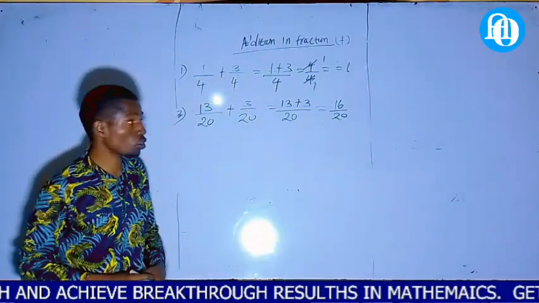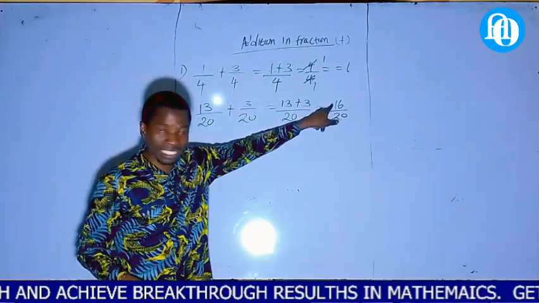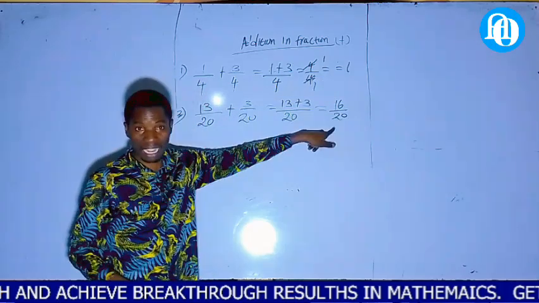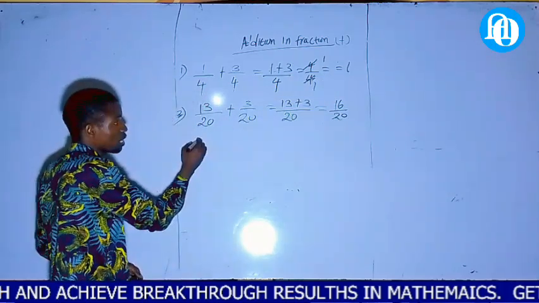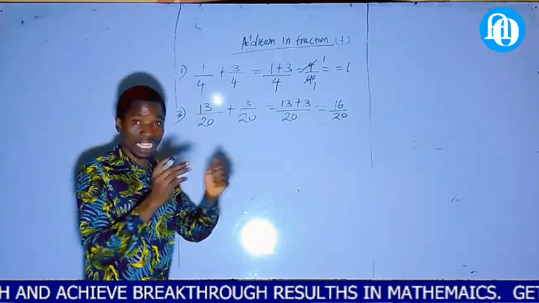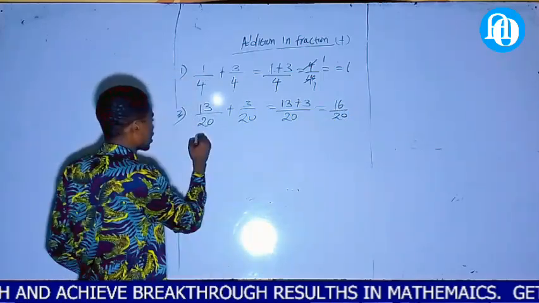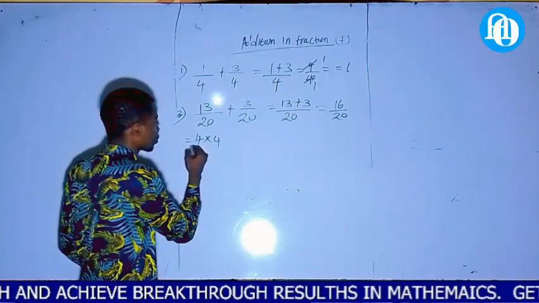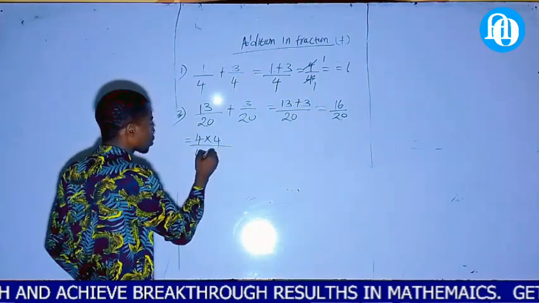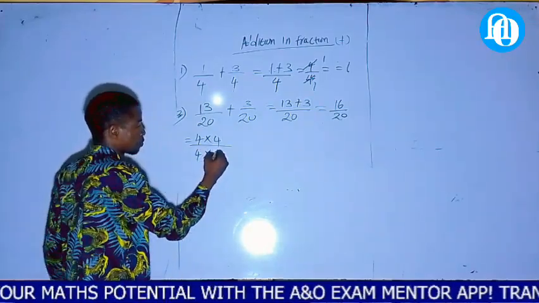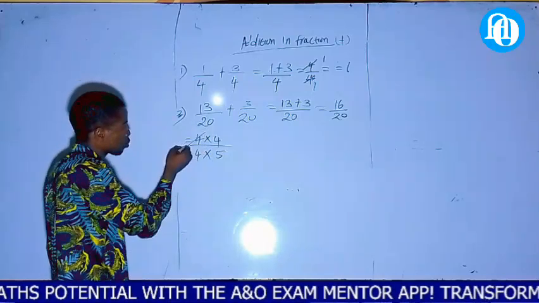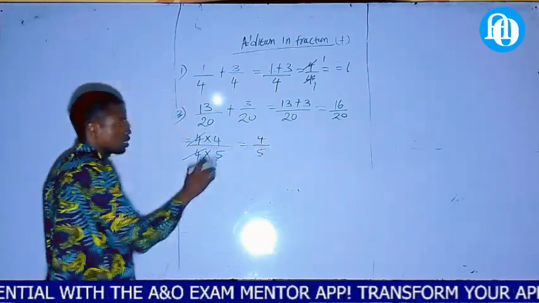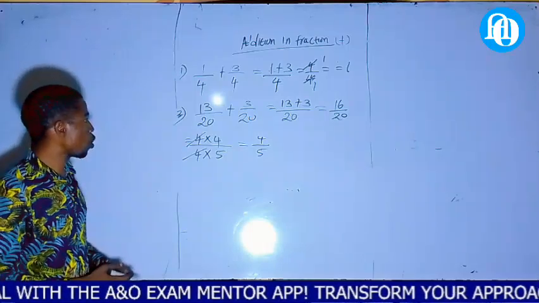Now I want you to notice something. You cannot leave your answer like this because you can see 4 can go here, 4 can go here. You can split it and do it like this. What is the number you can times together? 4 times 4 is 16, and 4 times 5 is 20. This one will cancel this. What remains? 4 all over 5. That's it, 4 all over 5.